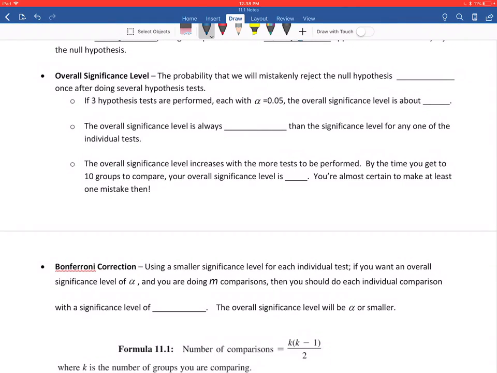That leads us to the overall significance level. The overall significance level is the probability that we will mistakenly reject that null hypothesis at least once after doing several hypothesis tests. So if 3 hypothesis tests are performed, each with an alpha of 0.05, that overall significance level is about 14%.